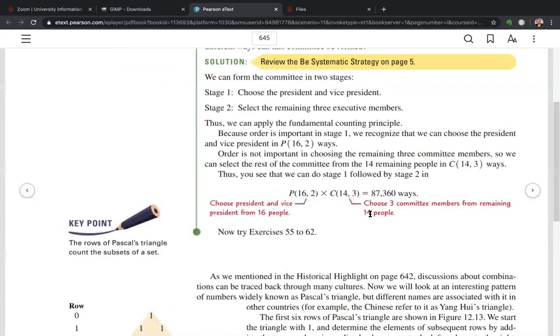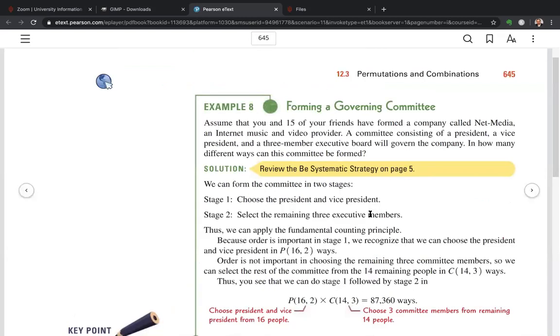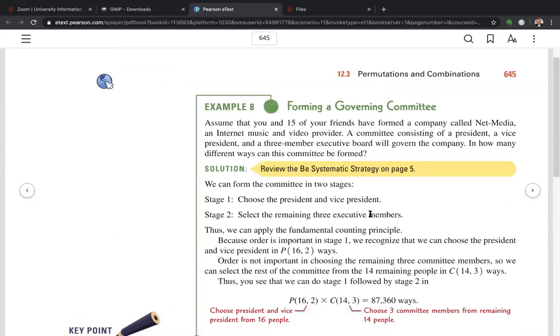Same kind of idea, okay? So let's say that you and 15 of your friends have formed a company. Now, in this company, you're going to have a president, vice president, and then a 3-member executive board, okay? Companies do this all the time. They have a group of people who are in charge. They elect the president and the vice president, and then they select a board of directors or something like that, okay?